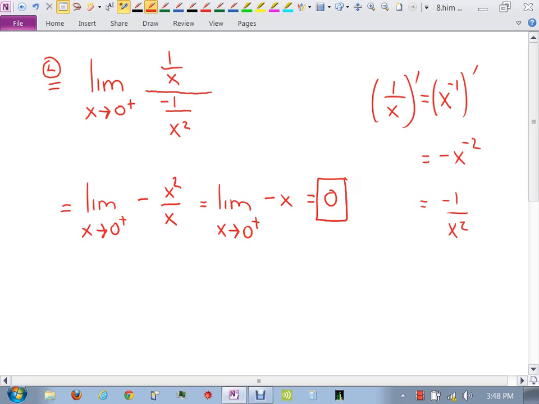So let's see if anyone can regurgitate what I just said. Anytime you see 0 times infinity, what can you do? You turn it into a fraction, right? How do you turn it into a fraction? Drop one of the two, right? You pick one of those two and you drop it down. And when you drop it down, it actually becomes 1 over it, right? So if you pull an x and drop it to the bottom, it becomes 1 over x. If it was an x squared, you drop it to the bottom, it would become 1 over x squared, right?